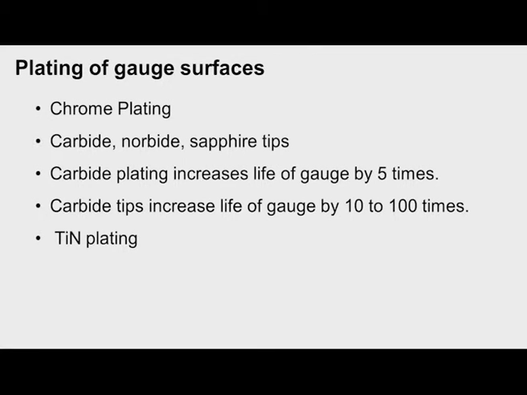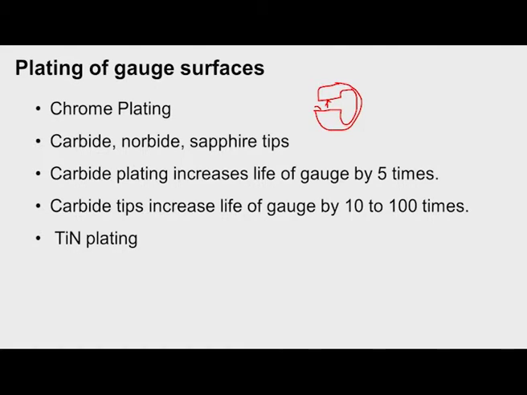Now sometimes the plating is also made on the gauge surfaces. For example, say we have a gauge surface like this. So this is the surface of the gauge, and then this is the gauging surface and this is also gauging surface.